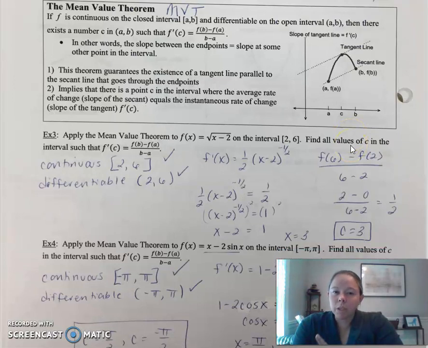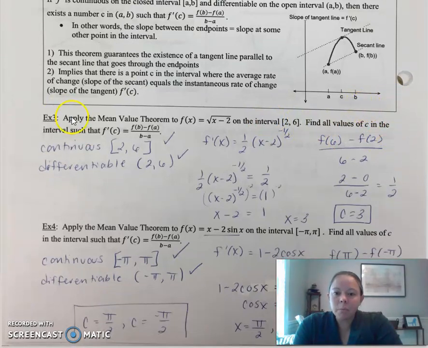Now, what's really tricky about the mean value theorem is that up until now, we've always found the derivative and set it equal to 0. But in this case, we don't. So that's the one weird thing about the mean value theorem. Here's an example. Apply the mean value theorem to this function on the interval from 2 to 6. Find all values of c in the interval such that the derivative equals the slope of the endpoints.